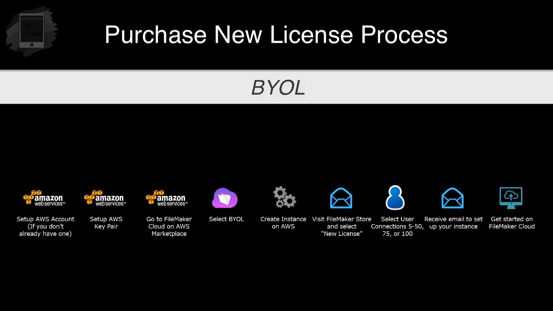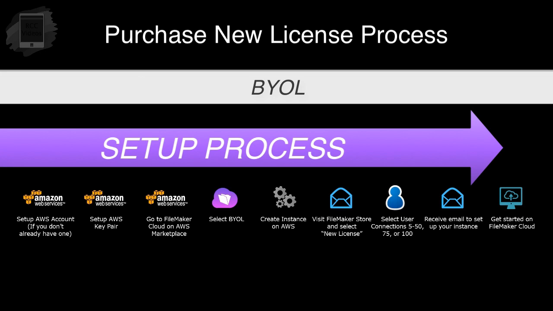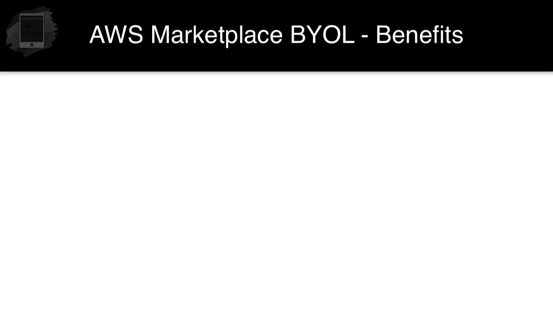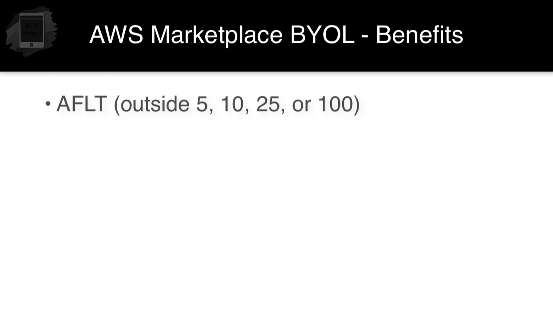So in this video, we're going to go through almost the same purchase process, except kind of in the middle, it forks out in a way and is different because we're going to the FileMaker website and interact with them. So up front, the reason you're going to go BYOL process is for a number of reasons. One is you want to buy a subscription to FileMaker that is not 5, 25, or 100. You want to buy 15 or 30 or 35 or 45 or 75 or something like that.